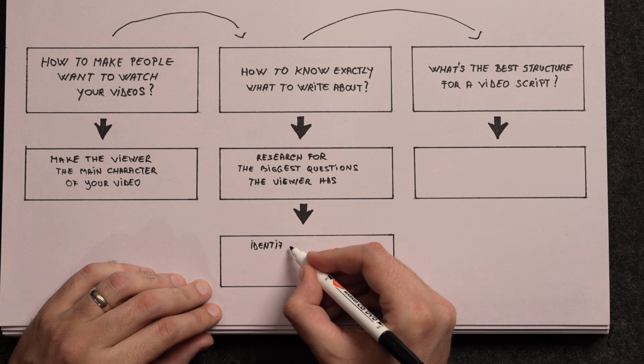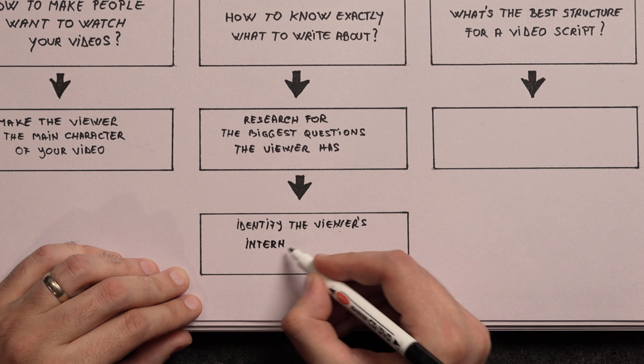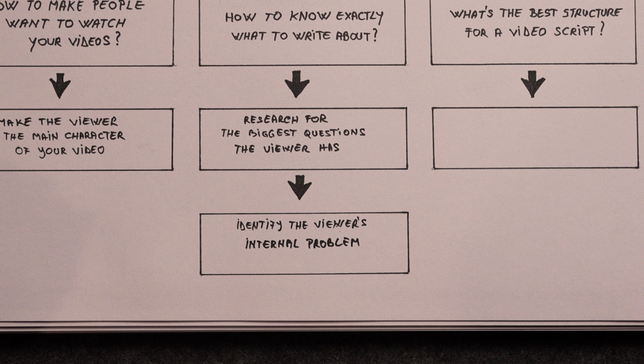You can extract the main problems and questions from this research to know what to write about, but all these are external problems. You also need to identify the viewer's internal problem. How can you identify it?